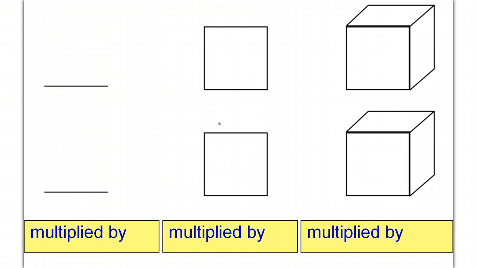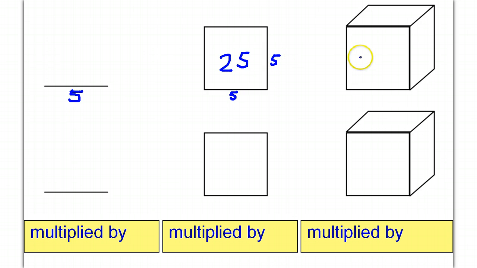Give me any number between 2 and 6. 5. Let's just go with 5. Let's say the original length was 5. What would be the original area in that case? The original area would be 25. Right? Because that would be 5 by 5.